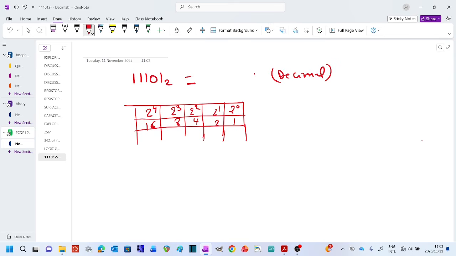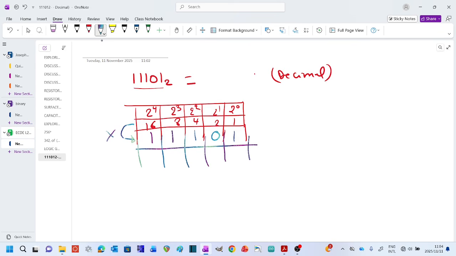Now, what do we do? You take this number that we wanted to convert, and you fit it on the table. Let me use a different color, let me use color blue. So I'm going to fit that number in the table: 1, 1, 1, 0, 1. Then my next step: I'm going to take these numbers and multiply them by the binary digits, and I'm going to write my answers here.